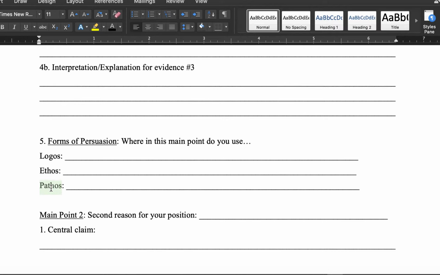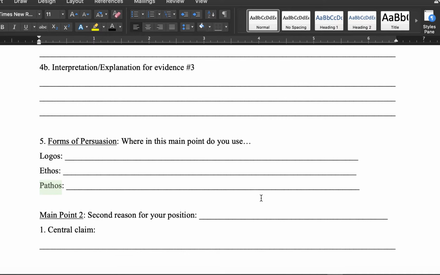It's a way of getting your reader to care about what you're saying. You'll use logos to help your reader understand, ethos to help your reader trust you, and pathos so the reader cares about the subject. You'll probably use pathos if you're sharing a story or an anecdote about a specific situation.